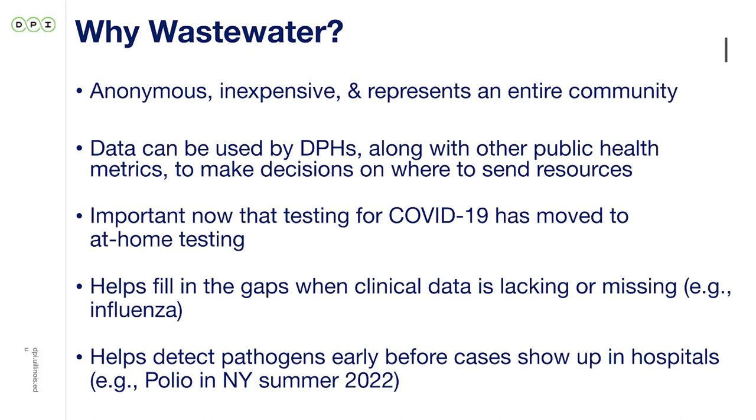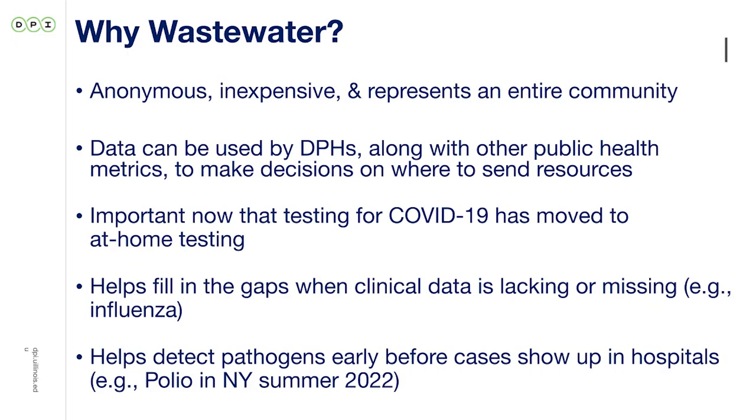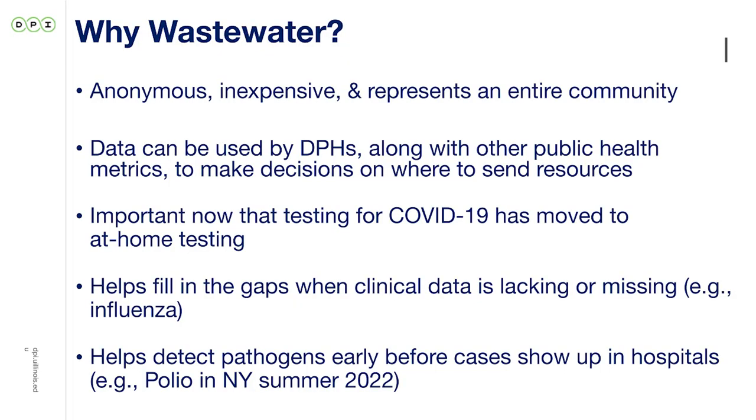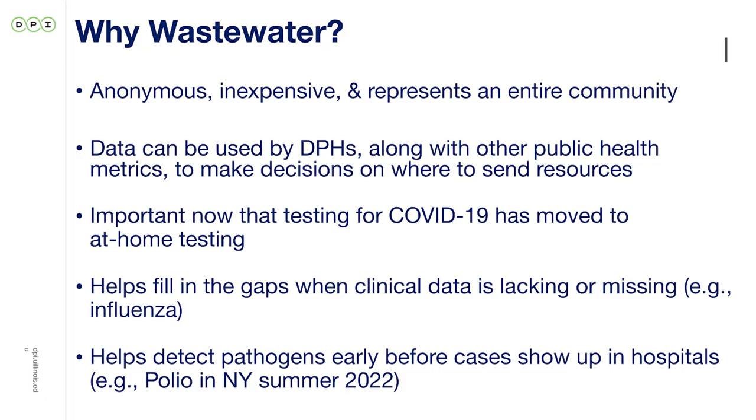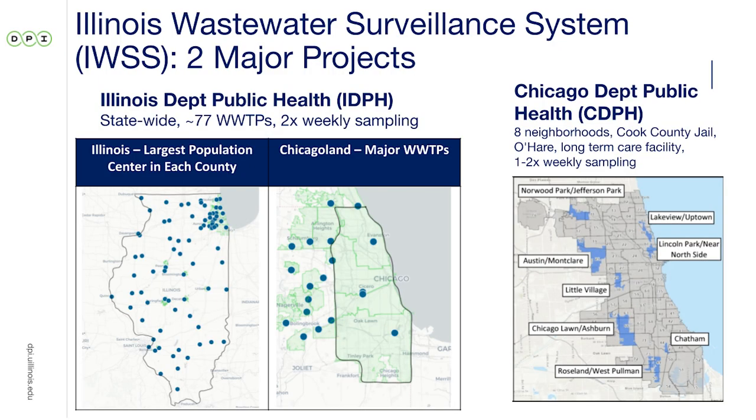This data that we get, this wastewater data, can be used by the public health departments in addition to other public health metrics, such as clinical testing, hospitalization data, to make decisions about where to send resources. And the wastewater data in particular is becoming more and more important with COVID-19, for example, as now we have so many more at-home tests that aren't being reported, things like that. But it's also helpful for other pathogens that are not commonly tested, like influenza, or even has helped to detect pathogens sometimes before a case shows up at a hospital, like what happened in New York State with polio last summer.